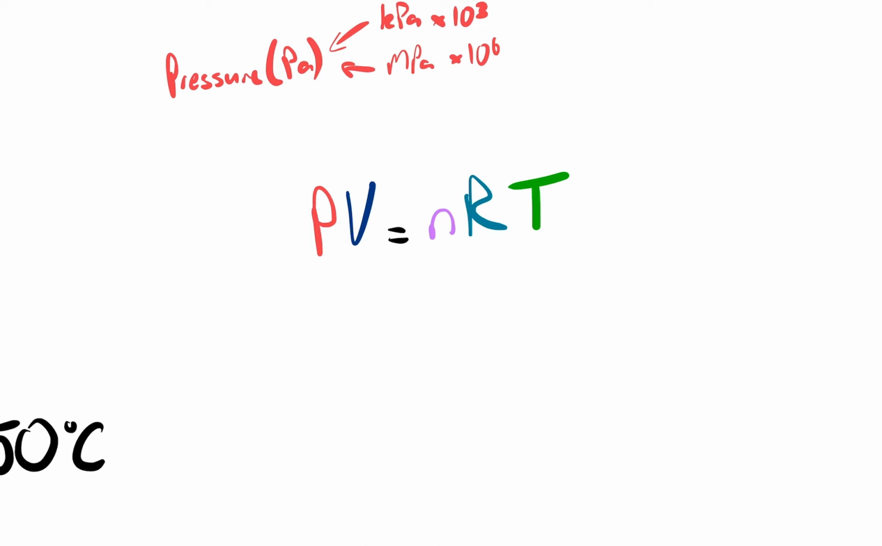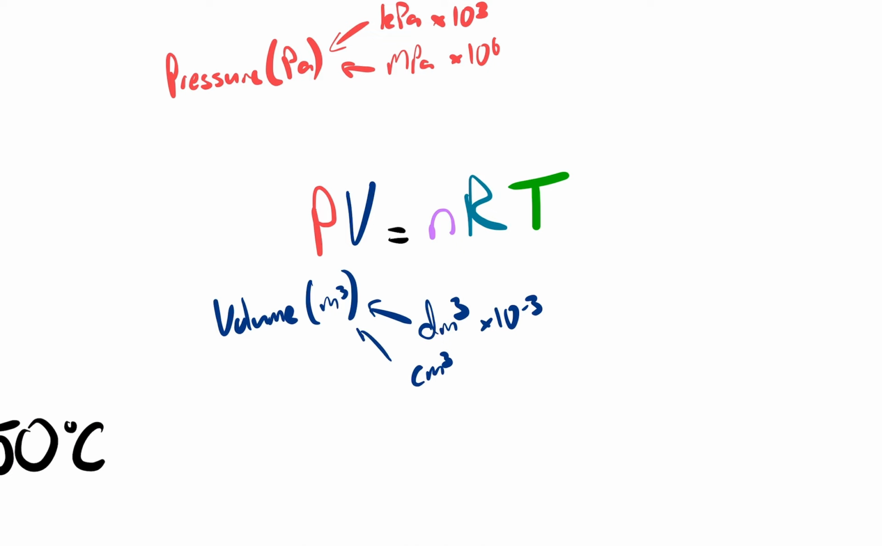V is volume. And volume, here we have to measure in meters cubed. Often we can get given this in decimeters cubed, and to convert that, we need to times by 10 to the minus 3. Also, we can be given this in centimetres cubed, and for that, we need to times by 10 to the minus 6.